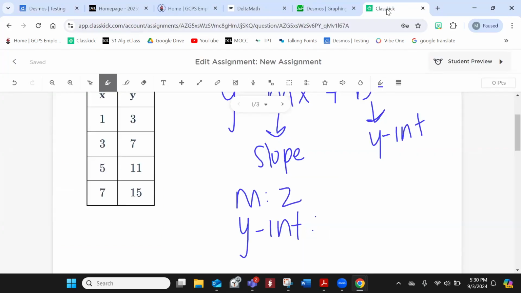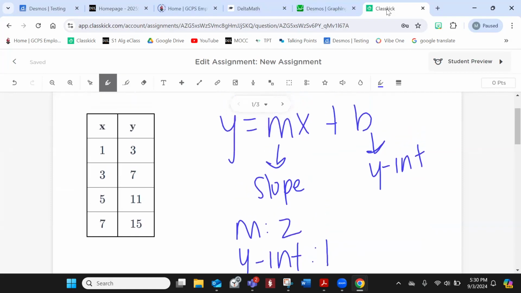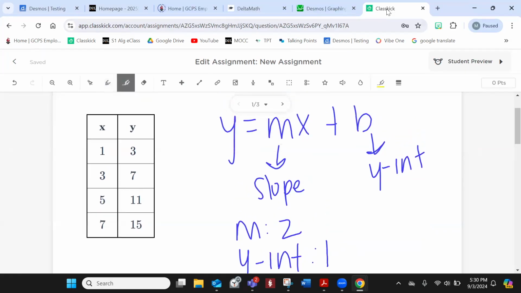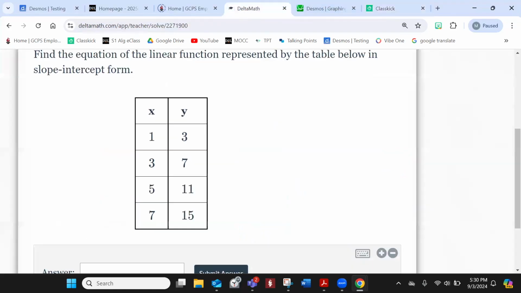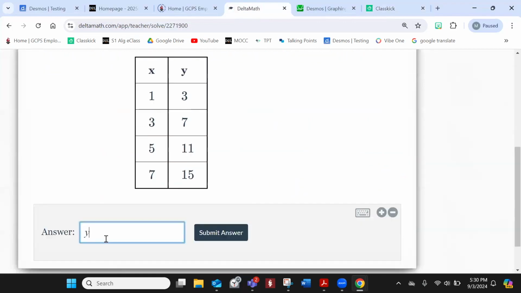So m is 2, b is 1. So all I'm going to do is replace m with 2 and b with 1, and then that's it. So I'm going to say y equals, instead of putting m, I'm going to put 2, put the x, and instead of putting b, I'm going to put plus 1. So in Delta Math, I'm going to put y equals 2x plus 1.